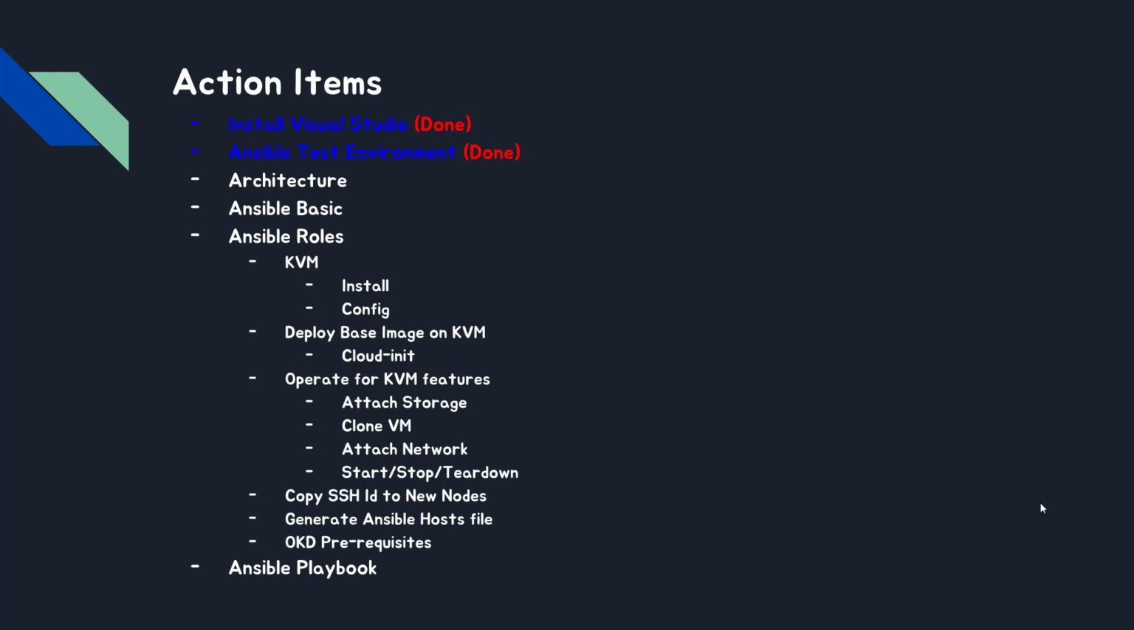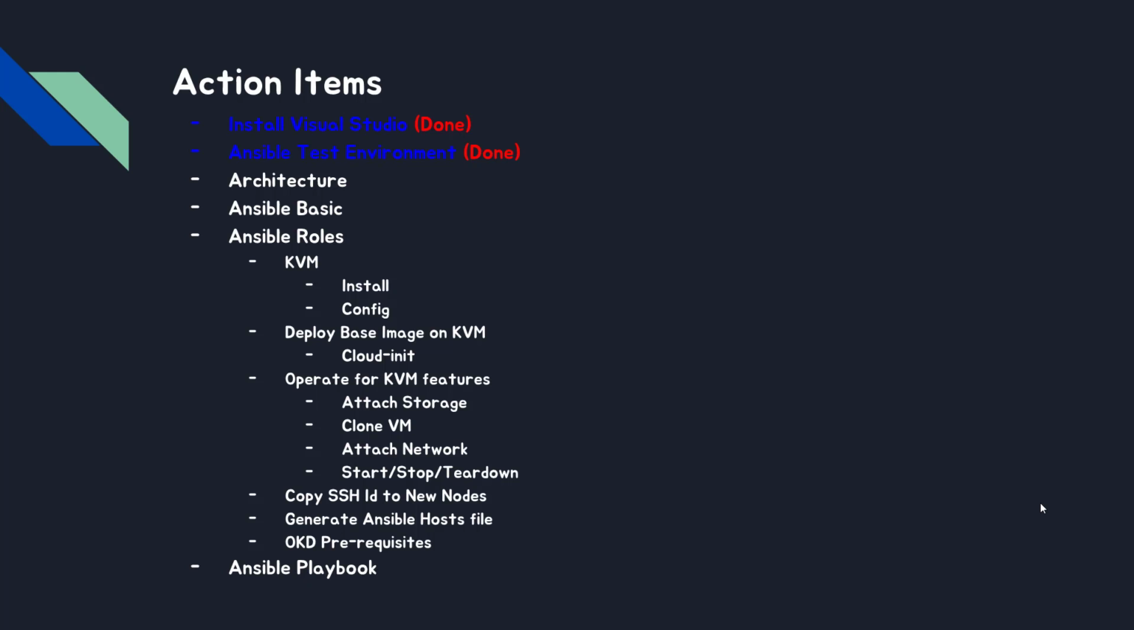The next is copy SSH ID to new node. To use an Ansible playbook, we need to copy the SSH public key to the new node. However, I have already implemented that role and published it as a Galaxy role. So I will show you how to use that playbook and role.